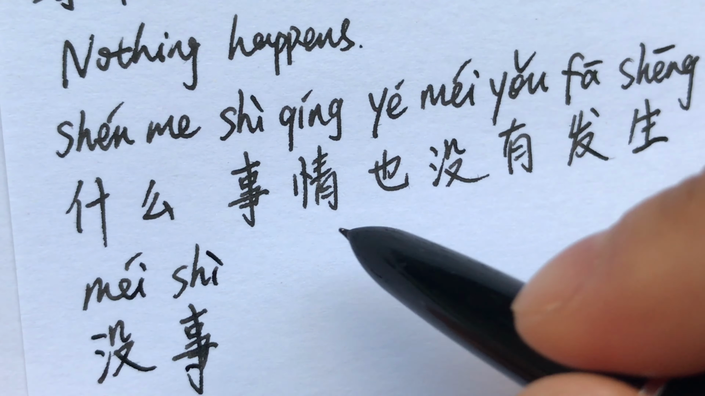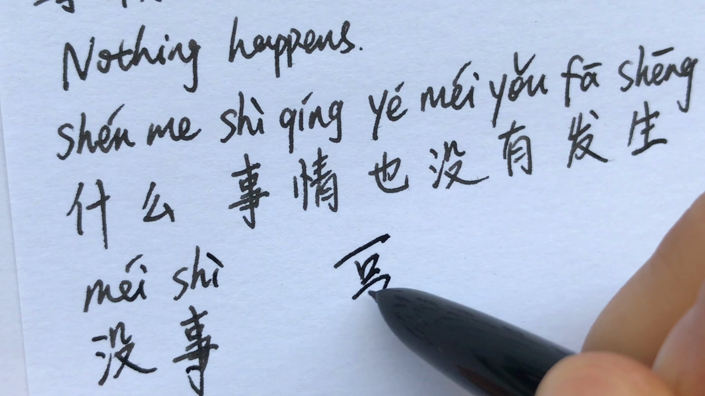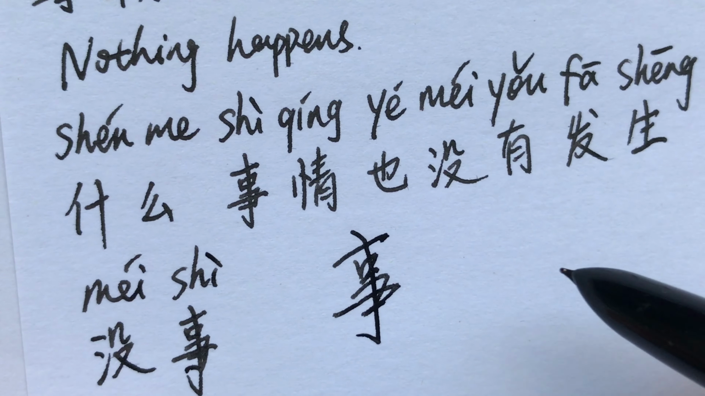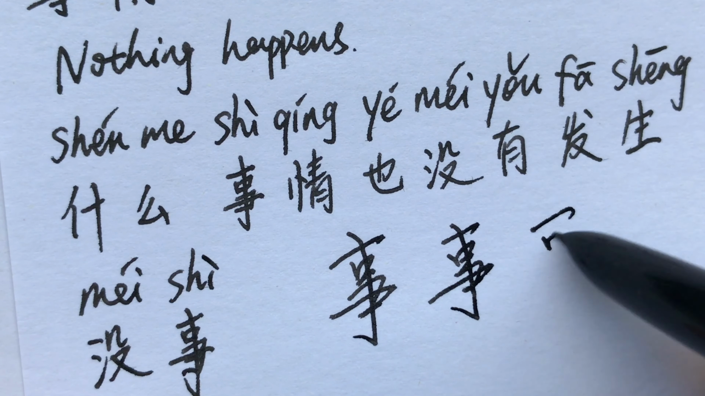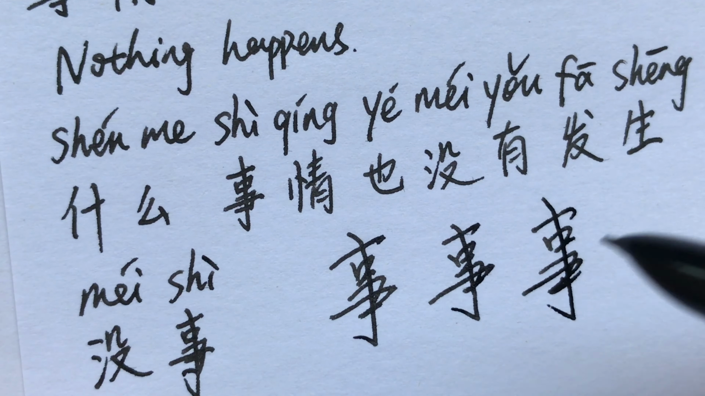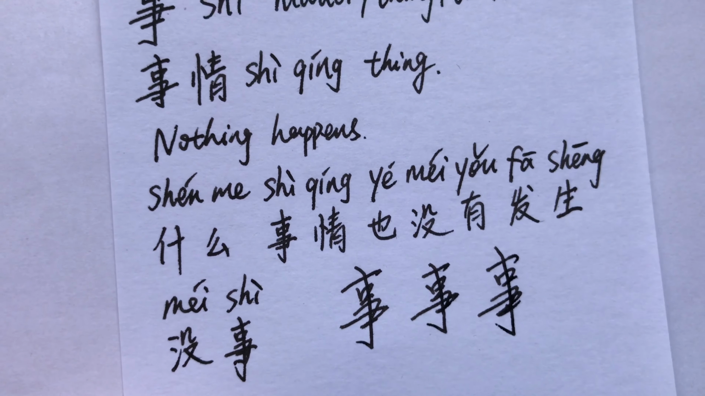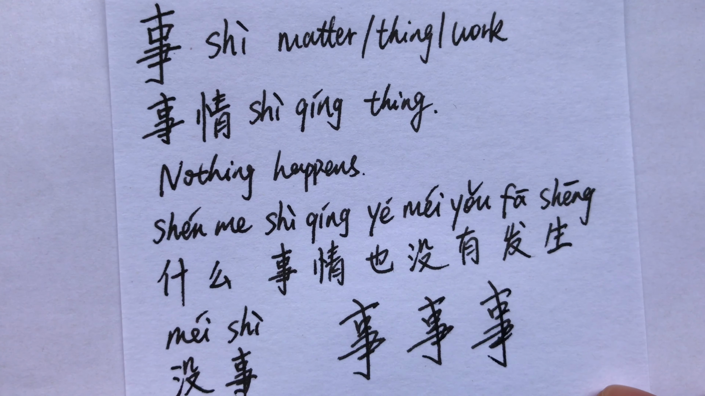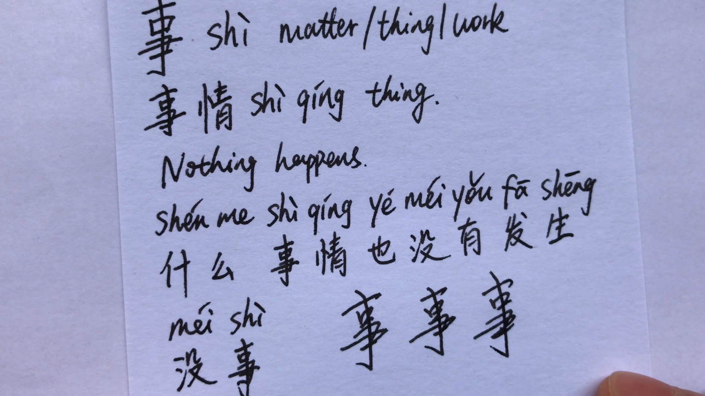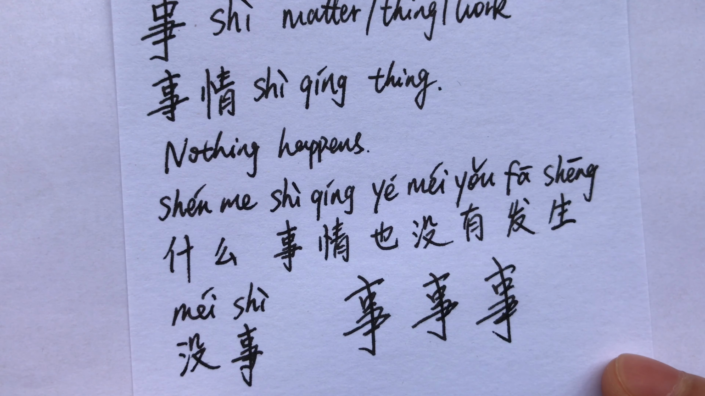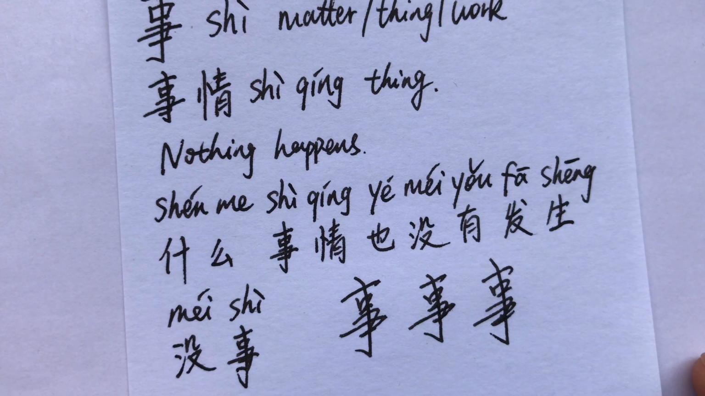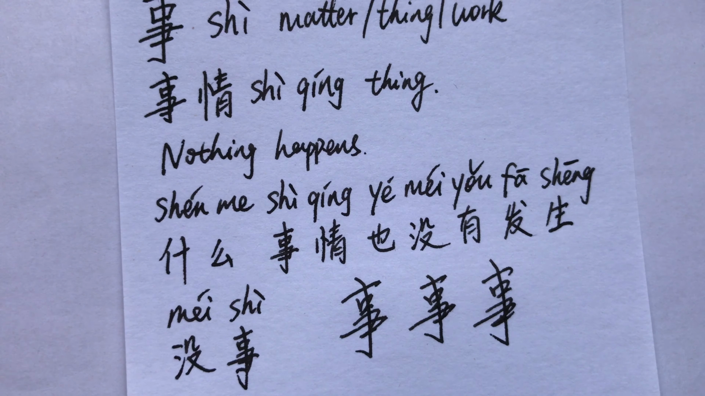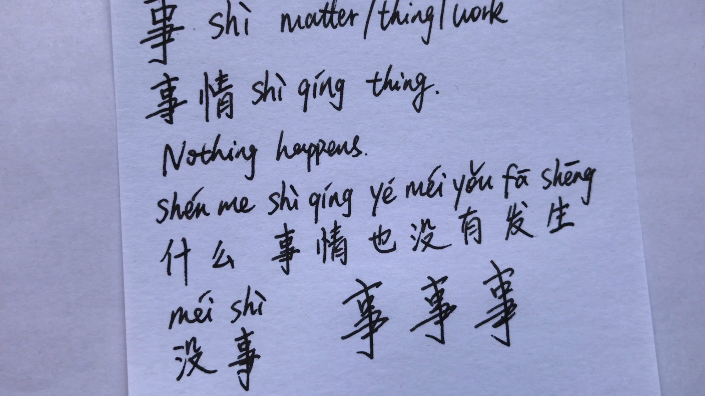This is my casual handwriting. Shi, matter, thing, work. 事情 thing, nothing happens. 什么事情也没有发生，没事。Please comment any sentence with Chinese character 是.